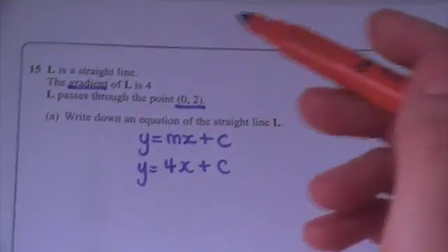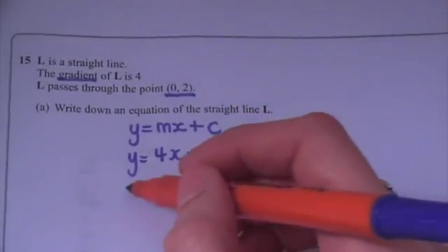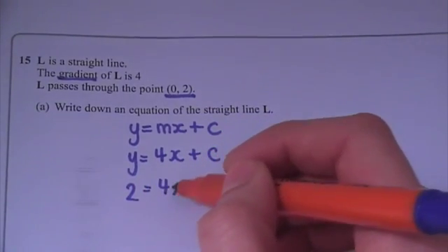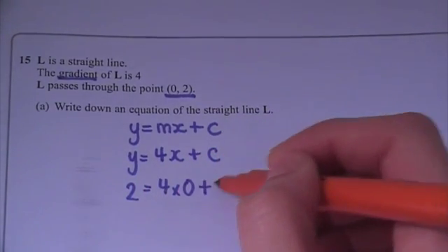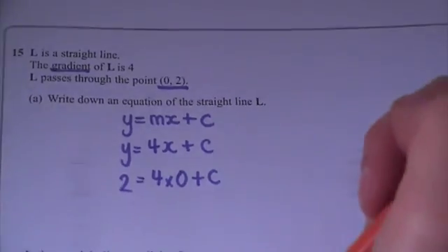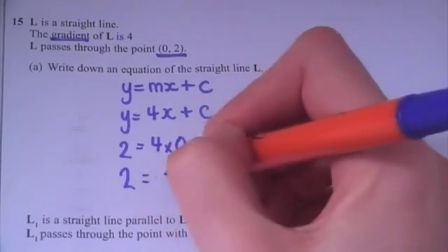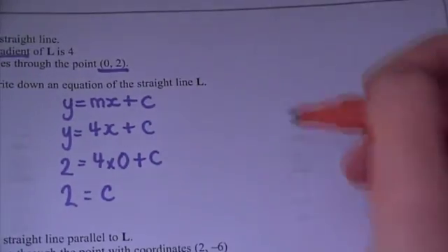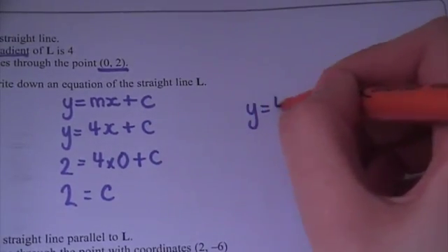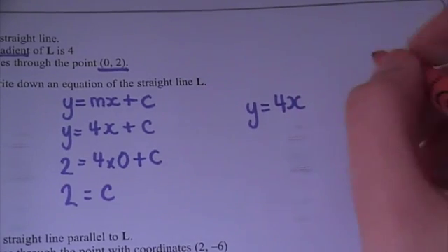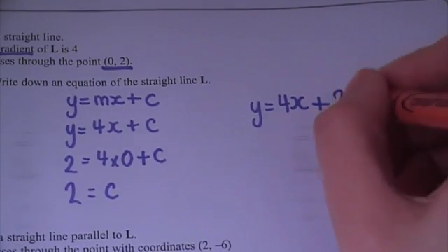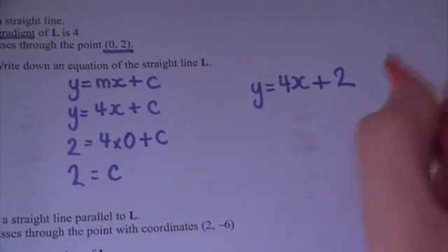So when x is 0 and y is 2. So we've got 2 equals 4 times 0 plus c. So this will help us work out our plus c. 4 times 0 is 0, so 2 must be our c. So the full equation, y equals 4x, they told us the gradient, and then we've just worked out the plus c. That's my final answer.